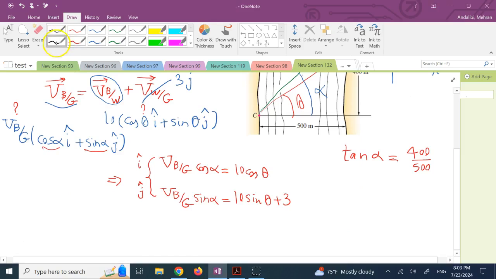And now, I don't care about VBG for now. I care about theta. So I need to get rid of VBG between equations 1 and 2. And the simplest way to do it is to divide 2 by 1.